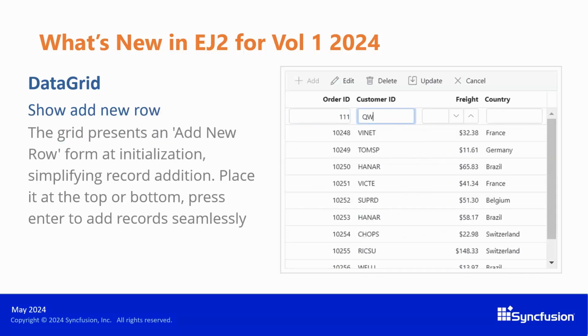Now, adding a new row to the data grid has become easier. The grid content always presents an empty add new row edit form during initialization. You can display this add new row empty record at the top or the bottom of the grid.